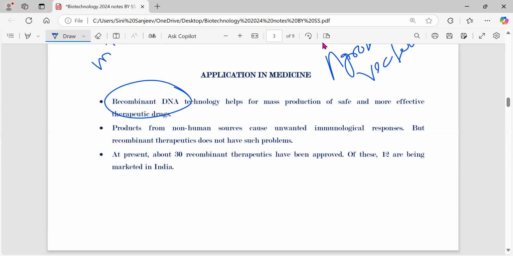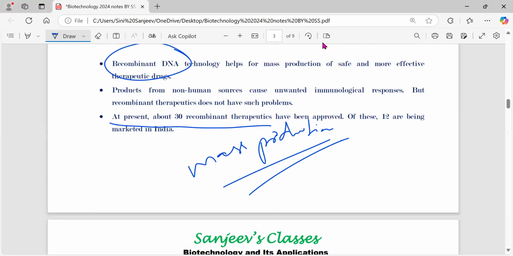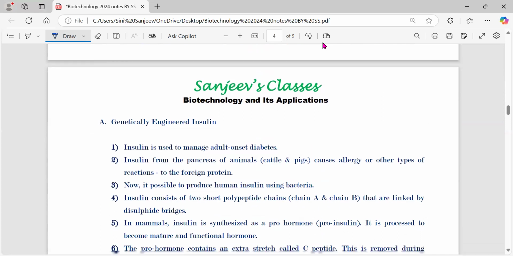Because of that, there is mass production of genetically engineered medicine, out of which the first one is insulin. Insulin was the first genetically engineered medicine, you can say. And that was created using different techniques, which we will be seeing here. At present, 30 recombinant therapeutics have been approved, whereas out of 30, 12 are currently being marketed in India, meaning they are used for various treatments. So let's see them one by one.